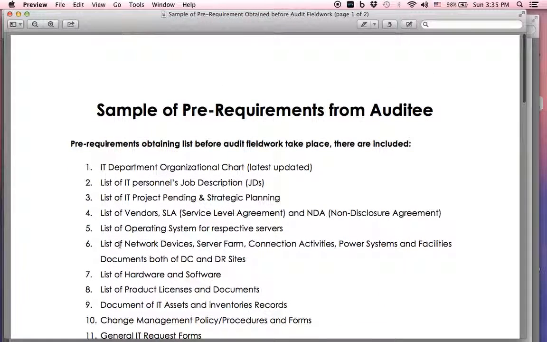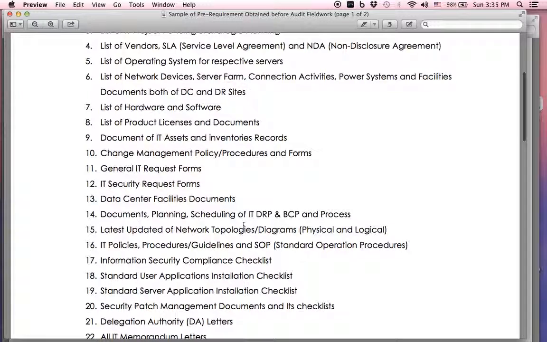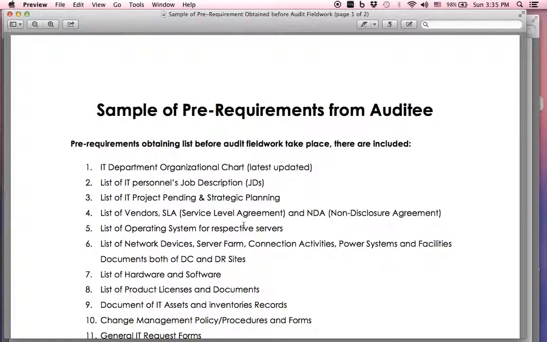So all the documents that we discuss right now are very important that we need to obtain before we conduct the audit fieldwork. With these documents we can conduct data mining, we can map the process, we can map the risk into the audit manual.